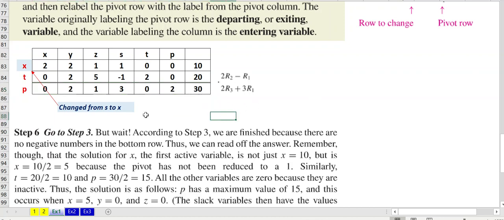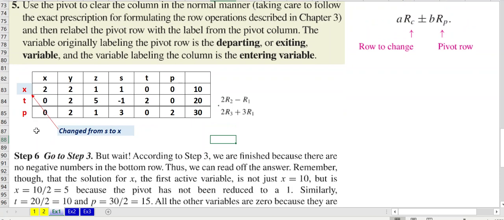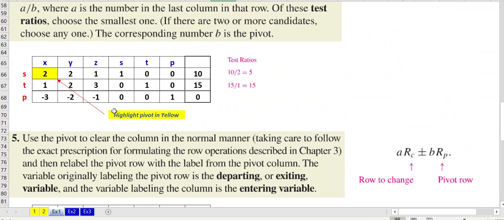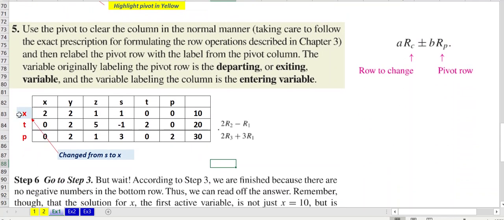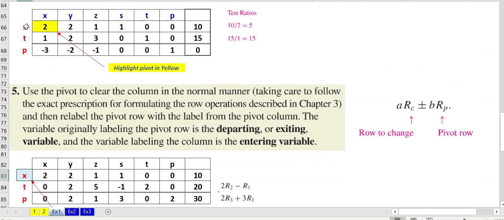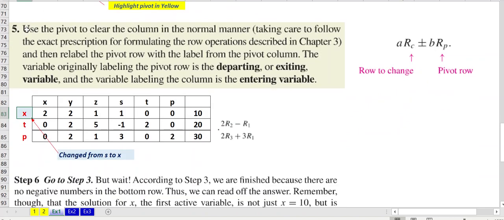So now how do we figure out what the solution is? Well, this is where we have to figure out the values of the active variables. But one last thing is we have to change an active variable. Notice it says change from S to X. So here's what we do. This was our pivot. It was in the S row and the X column. So what we're going to do is replace the S with the X. And so that's why the S became an X. That means that X is now a new active variable, sometimes referred to as the entering variable, whereas the S was the departing or exiting active variable.